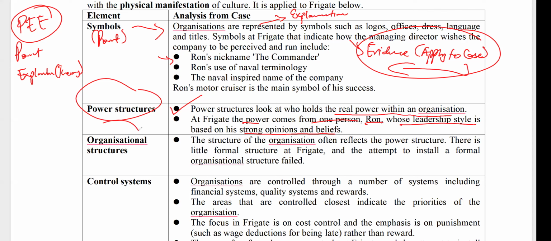We saw this. Organizational structures. The structure of the organization reflects the power structure, right? And there's little formal structure at Frigate, and the attempt to install a formal organization structure failed. Who installed the formal organization structure and failed? In the case, the accountant. She was even sacked, right? When she was trying to do better. So some of these things, you can bring them out to get more points to talk about, right?